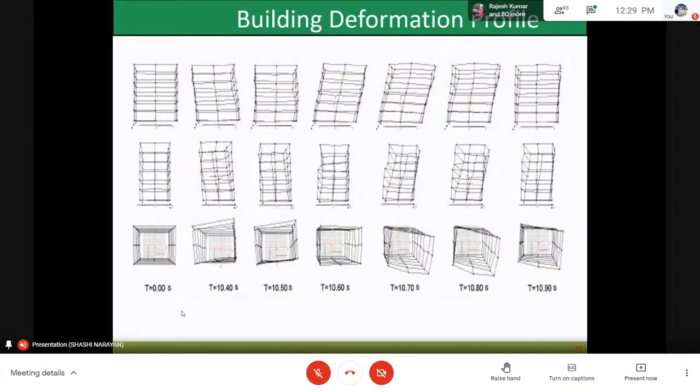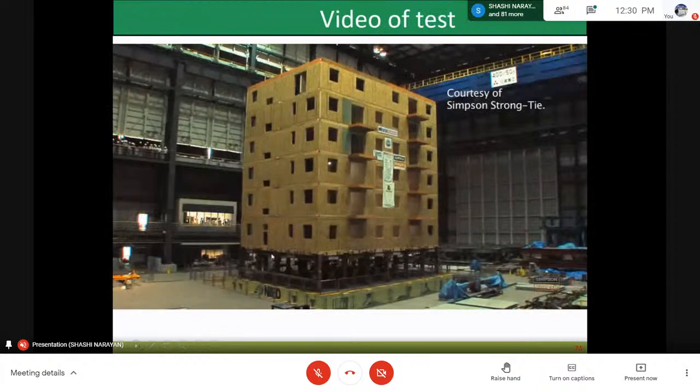Normal pre-vibration test, for that we do a sine sweep test, and sine waves are there at different frequencies, and these are the different modes which have been developed and observed. Then this is given a run.